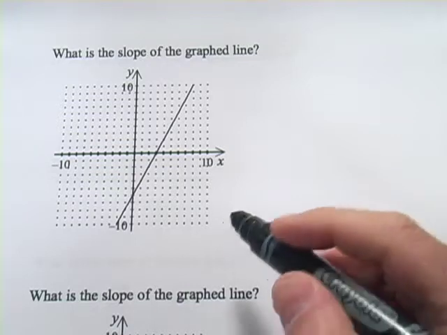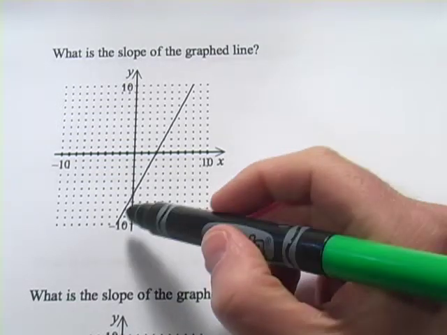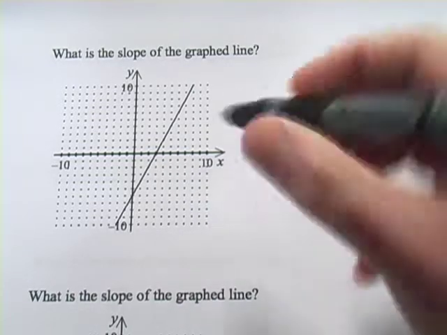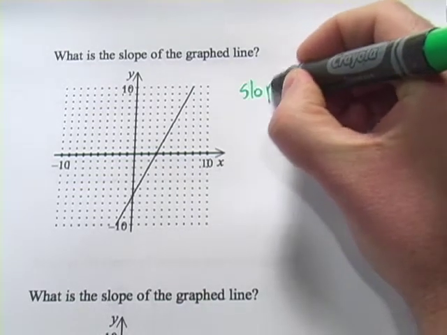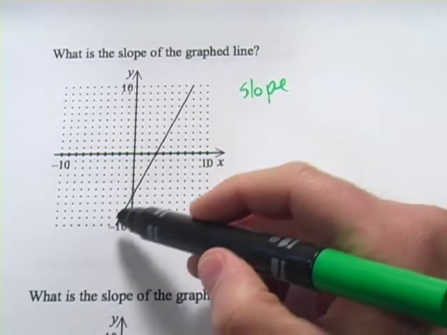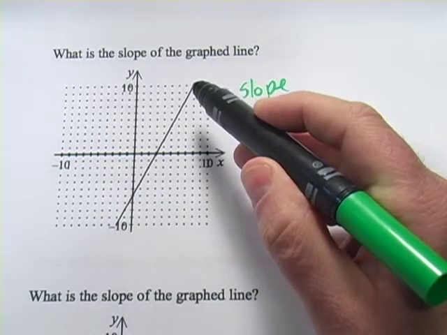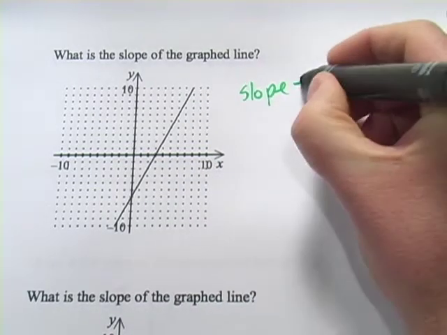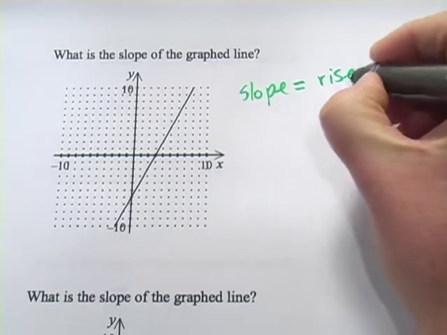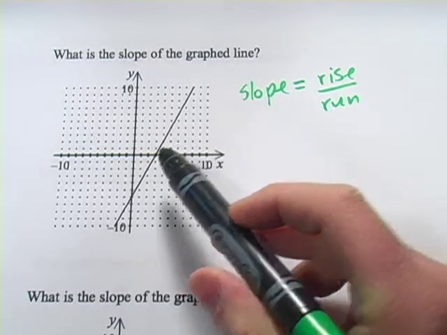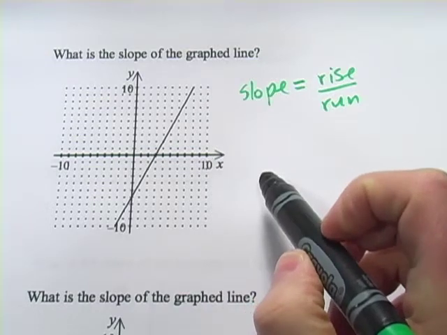In these problems, we're trying to determine the slope of some lines that have been graphed on the coordinate plane here. The first thing you need to know is that the slope tells us how steep this line is, whether it's going up and how steeply, or whether it's going down and how steeply. Slope is rise over run. And what that means is how much it goes up for how much it goes over to the right.